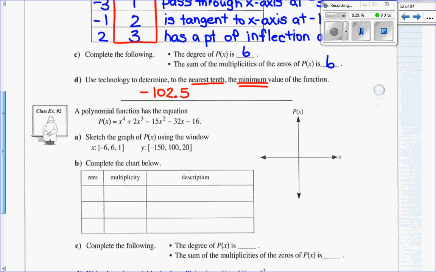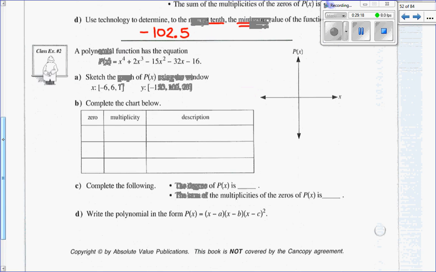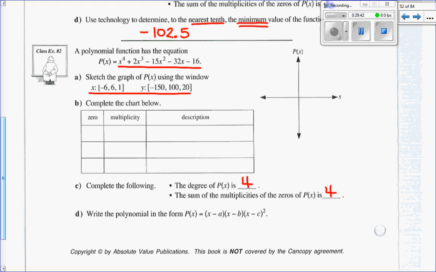All right, class example number 2. A polynomial function has this equation. Okay, first of all, what's the degree of this function? Right, it's degree 4. So we would expect it to have how many multiplicities then? 4. Right, let's see if that is indeed the case. Okay, so again, you're going to put this function into your calculator in your Y1. Adjust your windows using these settings so that you can see it. Stop the video until you've sketched it, and then turn the video back on once you're ready to continue the lesson.